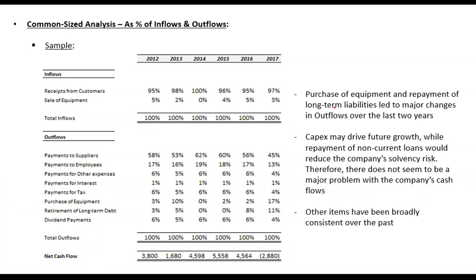So key items are: purchase of equipment and repayment of long-term liabilities led to major changes in outflows over the last 2 years. Capex may drive future growth, while repayment of non-current loans would reduce the company's solvency risk. Therefore, there does not seem to be a major problem with the company's cash flows. Other items have been broadly consistent over the past.